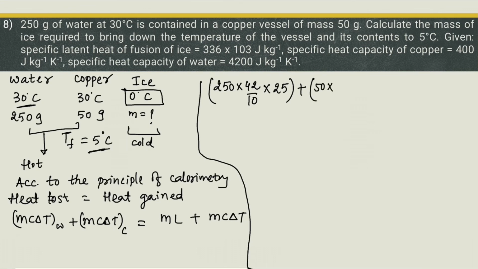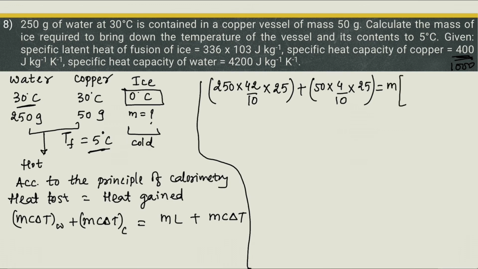Specific heat capacity 400 upon 1000 or 4 upon 10. See, specific heat capacity of copper is 400 in joule per kilogram, but mass is given in gram. So we must convert specific heat capacity into gram. 400 upon 1000, right? So that will give us 4 upon 10 into temperature difference 25 is equal to mass of ice, that is what we want to find out.